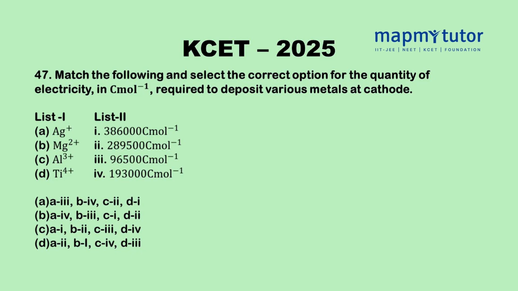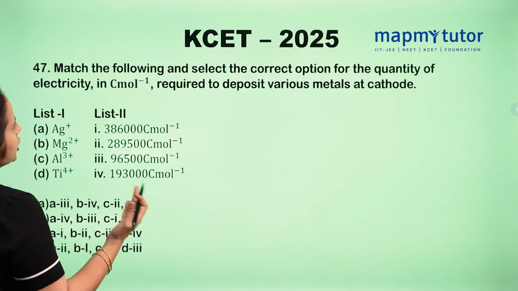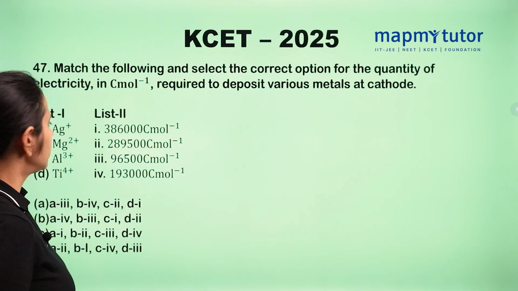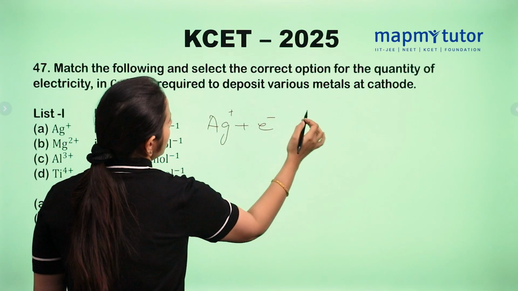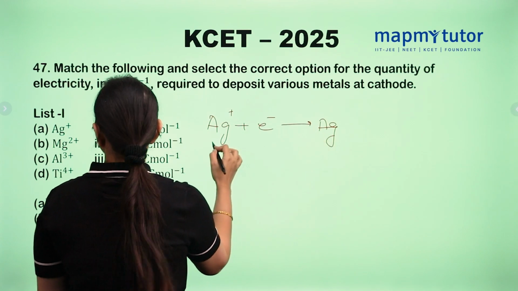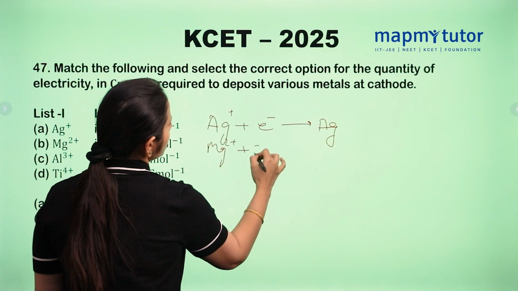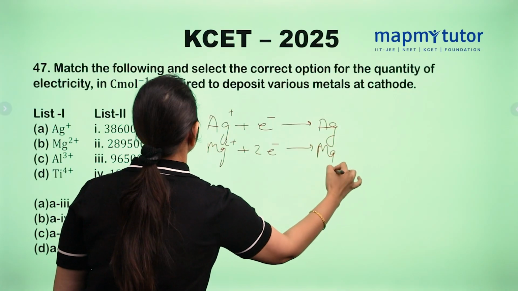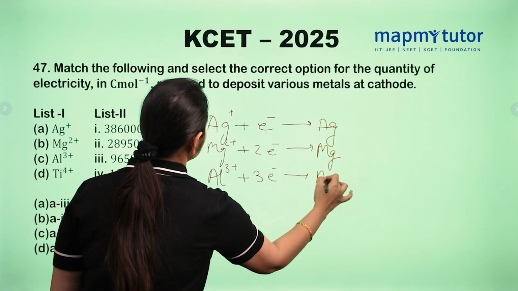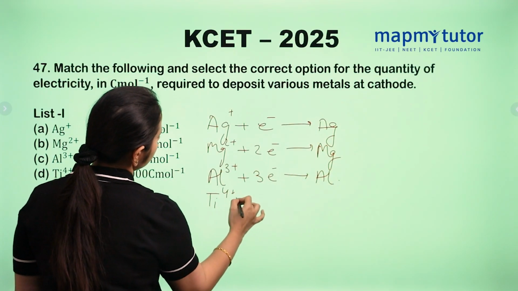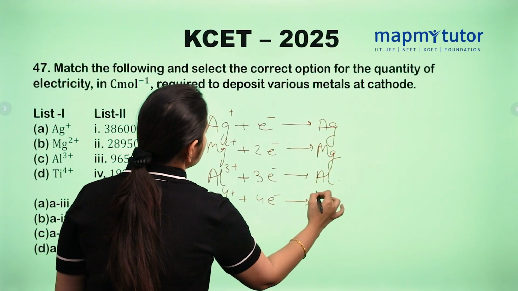Let's move to the next question. Match the following and select the correct options for the quantity of electricity in coulomb per mole required to deposit various metals at the cathode. We need to tell how much quantity of electricity is needed for all these metal ions. Silver positive absorbs 1 electron to give silver. Magnesium 2+ absorbs 2 electrons to give magnesium. Likewise, Al3+ takes 3 electrons to give aluminium, and titanium 4+ plus 4 electrons gives titanium.